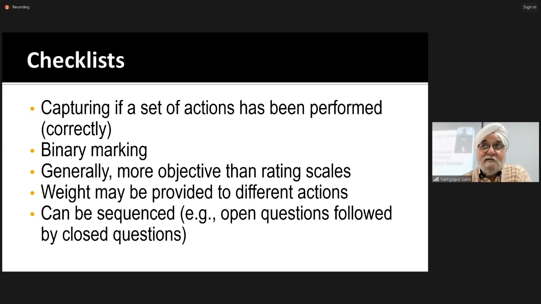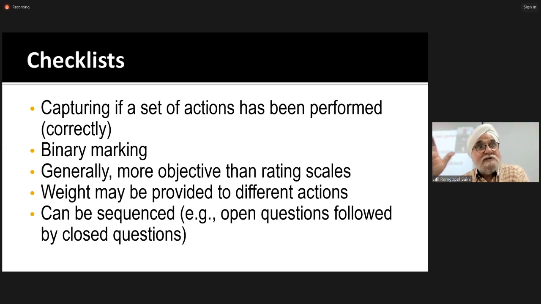Same way in communication, for example. If using a language which is comprehensible to the patient is more important, you can give it more points. If only including the content is important, you can give that more points. So again, it will depend on the purpose. Why are you making that instrument or that tool?